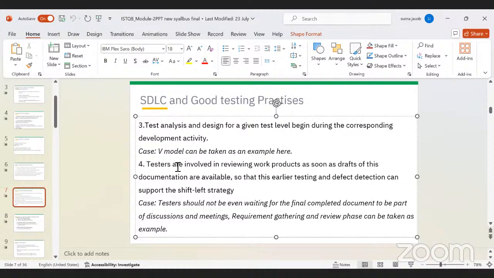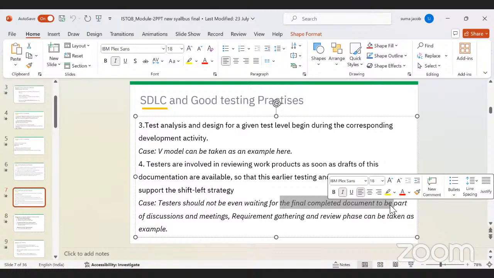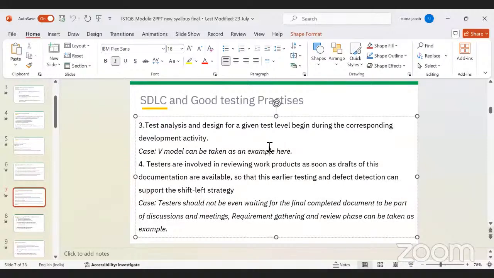So the point is that testers should be involved in reviewing the work products, whatever work product it is, as soon as the first draft is available. They should not even be waiting for the final completed document to be part of the discussions and meetings. The reviewing should happen as soon as the draft is available to them. That is a key point, so we could support the shift left strategy. These are the good testing practices that are to be followed irrespective of the SDLC models that we take up for our project.